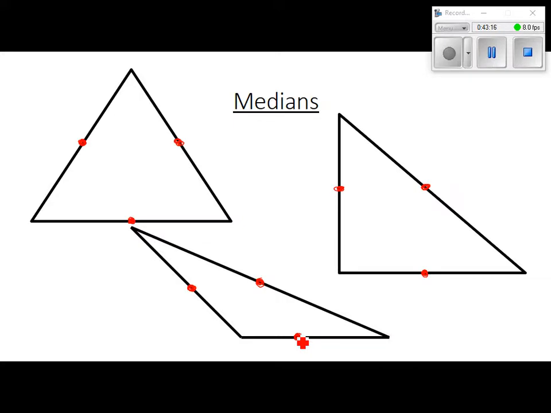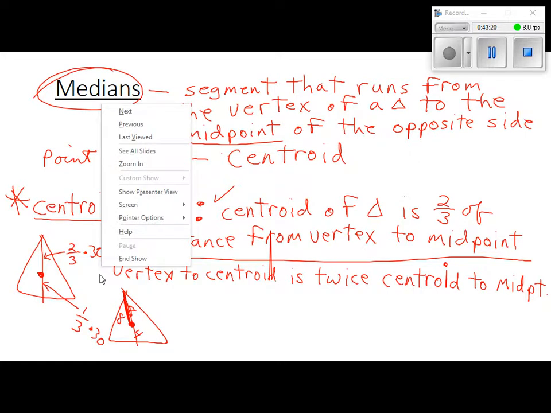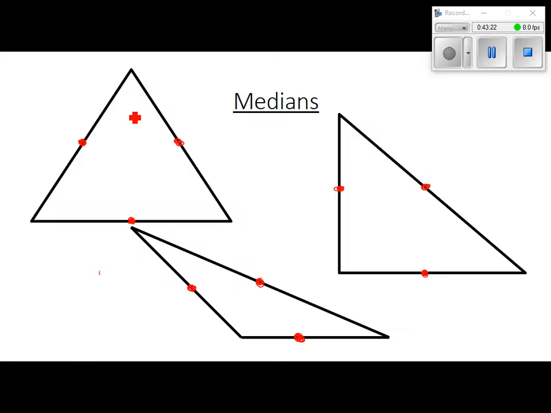Once I have the midpoints, is everybody getting pretty close? How many midpoints should you have? 3 for each triangle, so a total of 9. Once you have that, take your ruler. You're going to connect the corner, the vertex, to the midpoint that's on the opposite side. So you're just going to do something like that. What's that segment called?